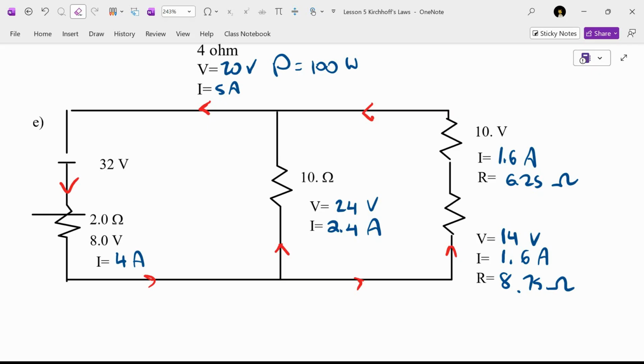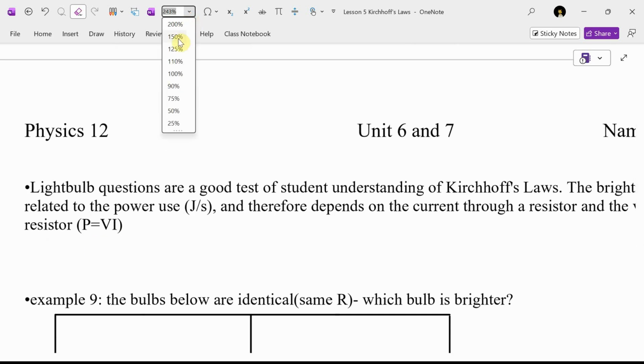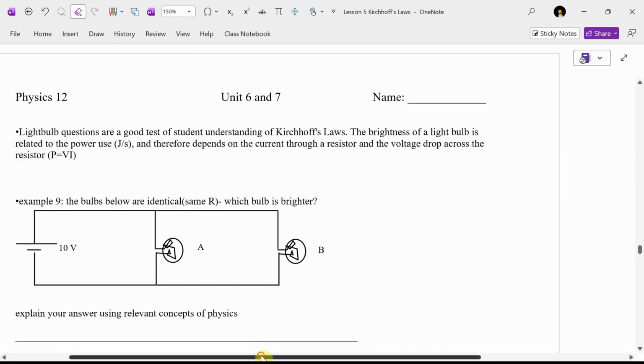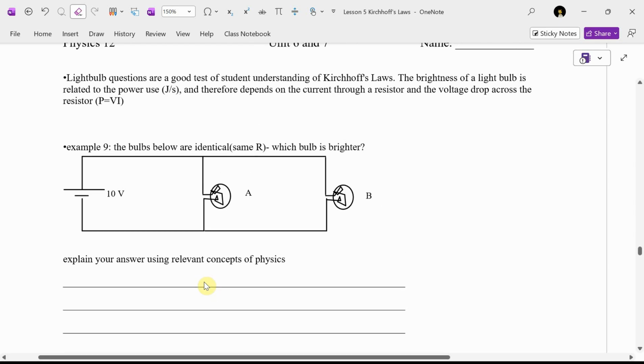And I could find the power, but we're running to the end of class, so I'm going to skip that. But I could go V times I, V times I, V times I, V times I. Sorry, I should have seen there was 2 things here. Knock, knock. I know 2 things. I know 4 things. It says light bulb questions are a good test of your understanding. I will probably give you a light bulb question or 2.